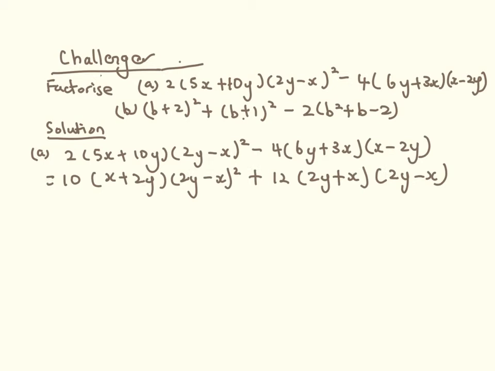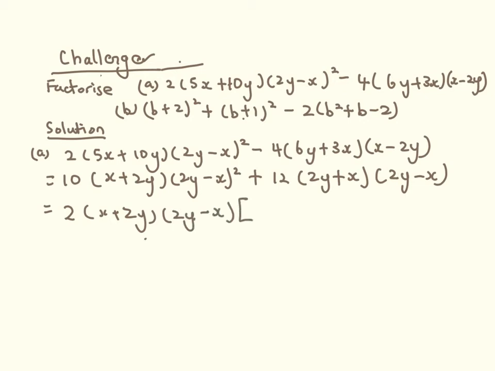So at this point you would have realized that there are no more common factors within each bracket. And then you realize that this number is the same as this number. 2y plus x is the same as x plus 2y over here. And 10 and 12, there's a common factor of 2. So I'm going to bring out all these common factors. Bring out a common factor of 2. Bring out x plus 2y. And bring out 2y minus x.